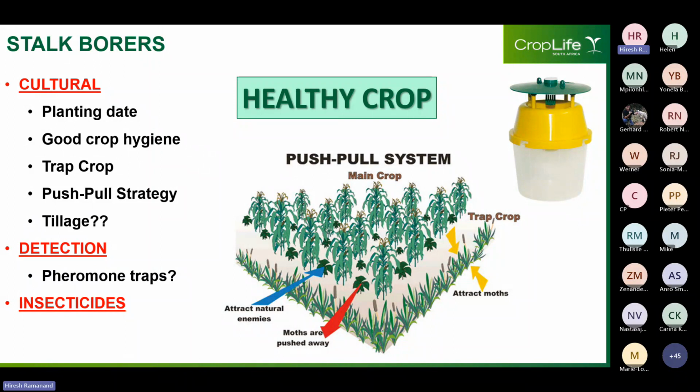Again, in a no-till situation, this will likely not be done. Hence, for no-till farmers, the incidence of the African maize stalk borer in particular is increased.